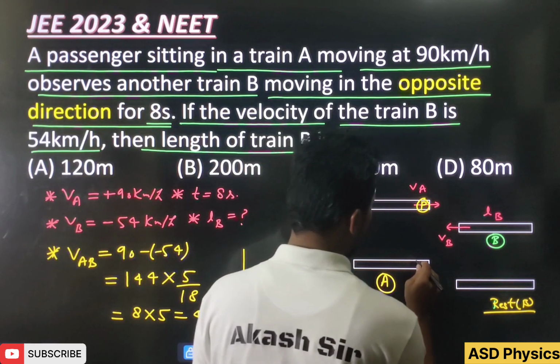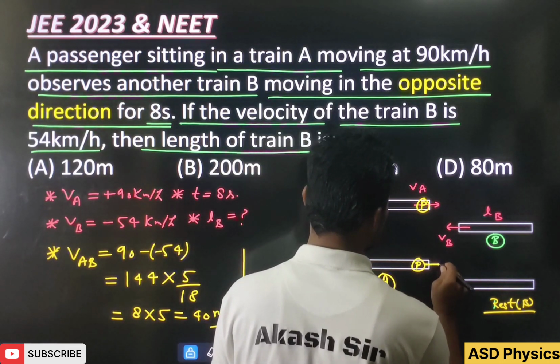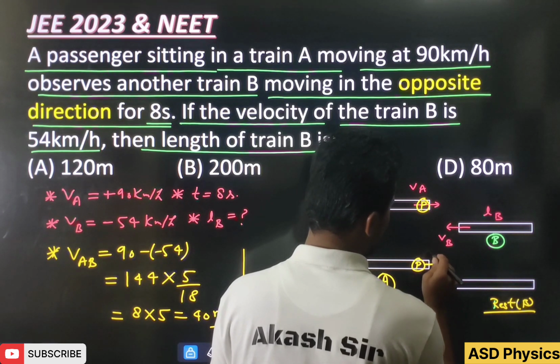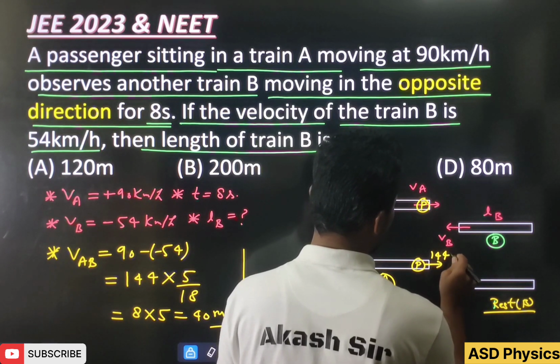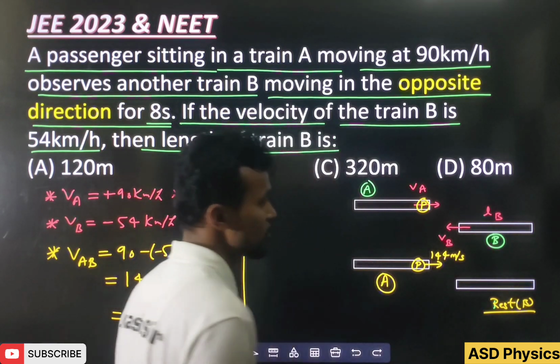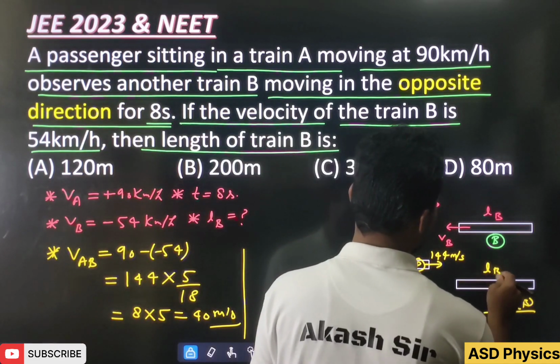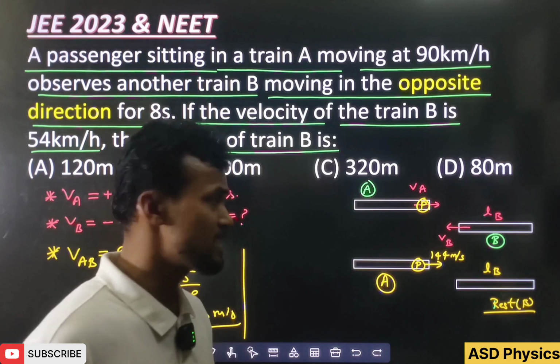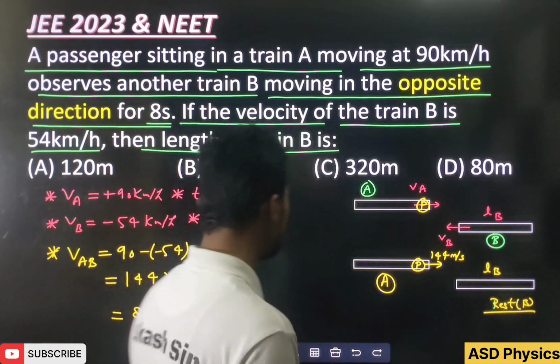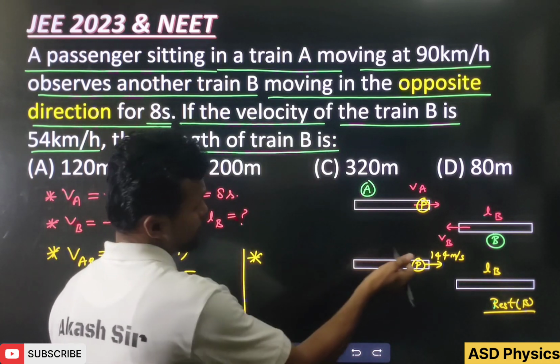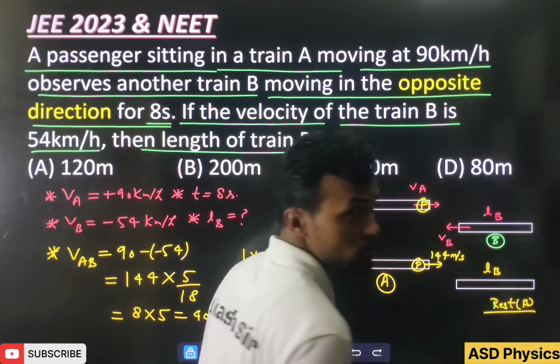That means this passenger is moving in this direction with a speed of 40 meter per second. This is called the velocity of train A with respect to train B, and this is the length of B. The train is taking 8 seconds, so directly we can use it. The passenger has to travel a distance equal to the length of train B.